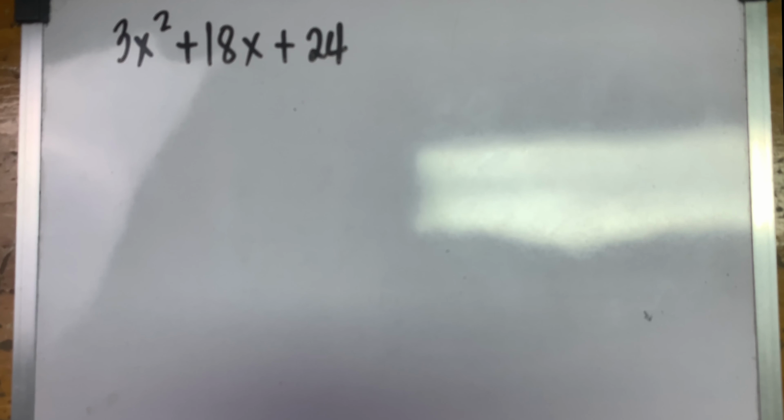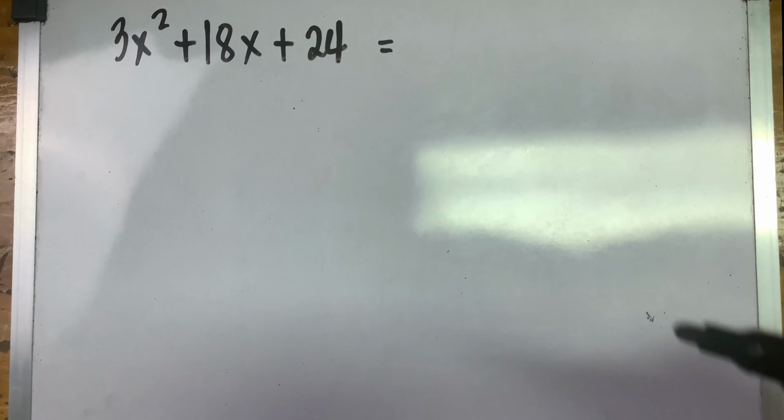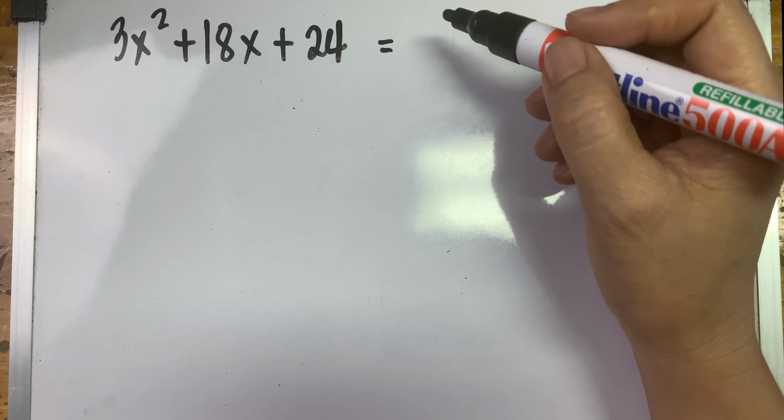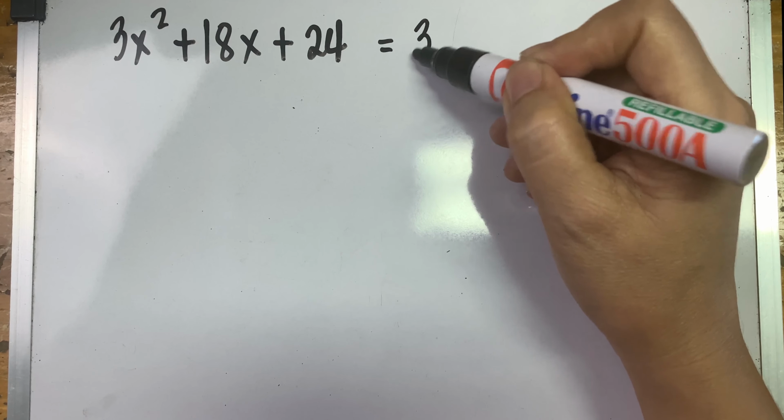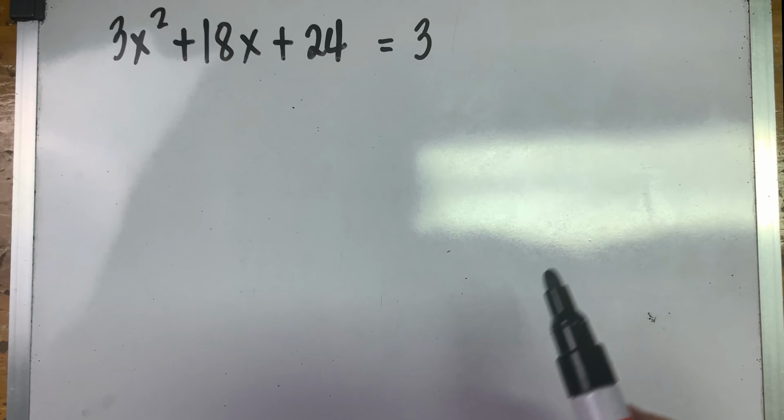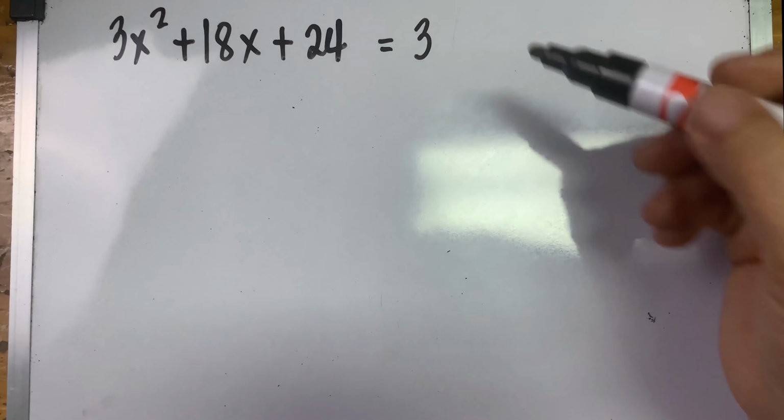Ito sa pangalawang example natin, 3x squared plus 18x plus 24. Okay, sa factoring, first thing you need to understand or first thing you need to do, hanapin muna natin yung common monomial factor. Okay, in this case, tingnan muna natin. 3x squared plus 18x plus 24. Meron siyang common factor, which is 3. So, dapat we have, kailangan nating i-factor yung 3 out. Okay? Hanapin natin yung greatest common factor, which is 3.